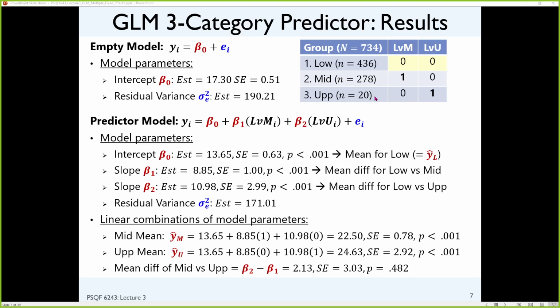So putting it all together, the lower class people are sort of the ones that are more different than the other two. Middle and upper are less distinguishable, not significantly so.